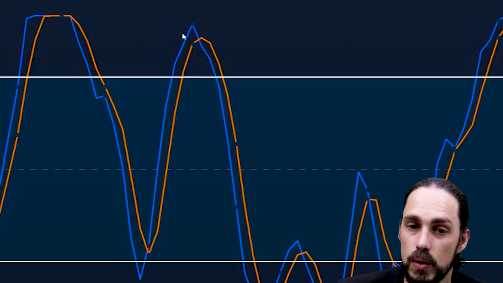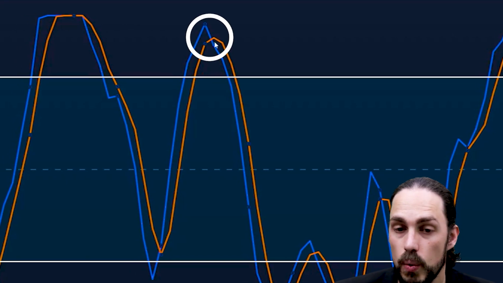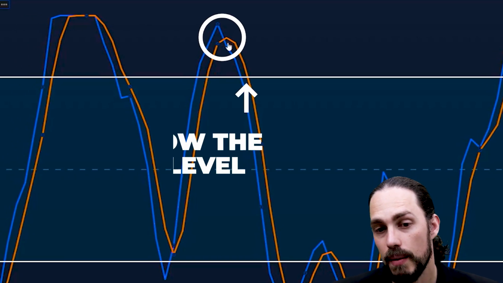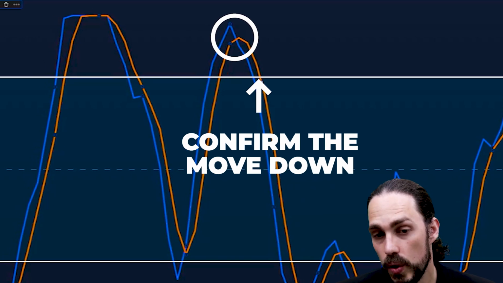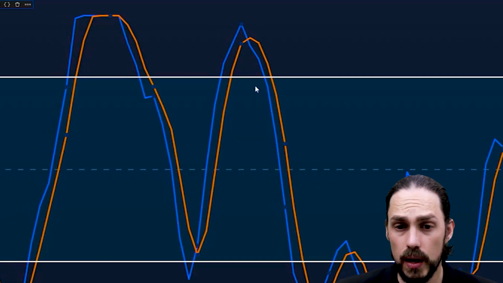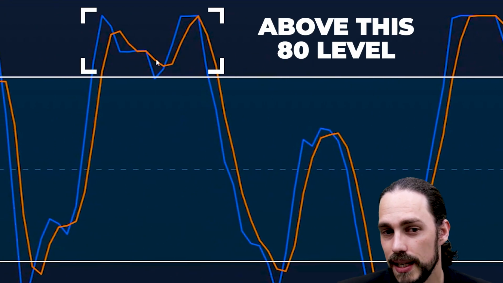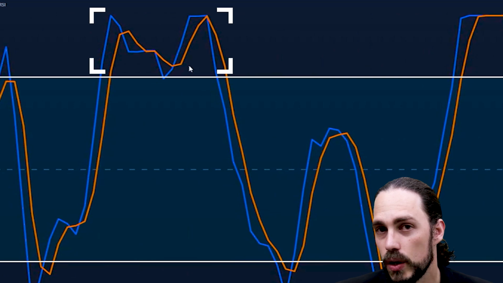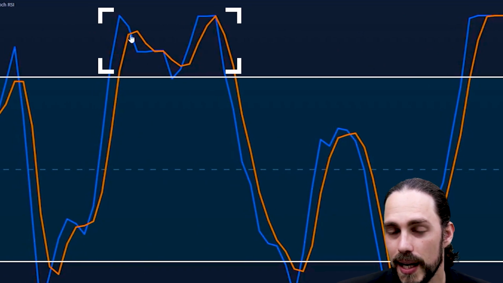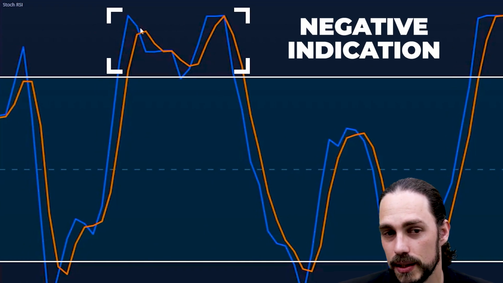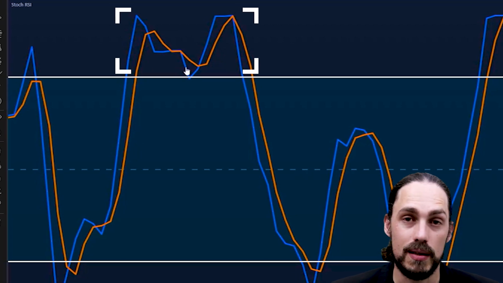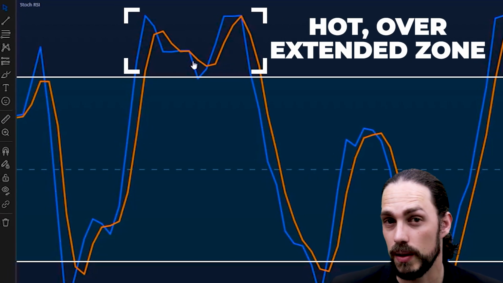And when we have a cross down above these levels, we need to wait for a confirmation below the 80 level to confirm the move down. Now, there are situations where we have a lot of negative crosses above this 80 level, but where the price still increases in value, even though we have a negative indication on the Stochastics RSI, meaning that we are still in this hot overextended zone above the 80 level.